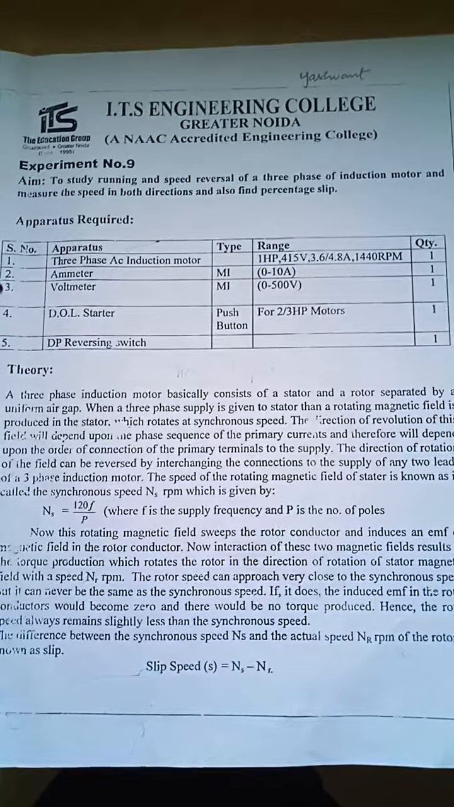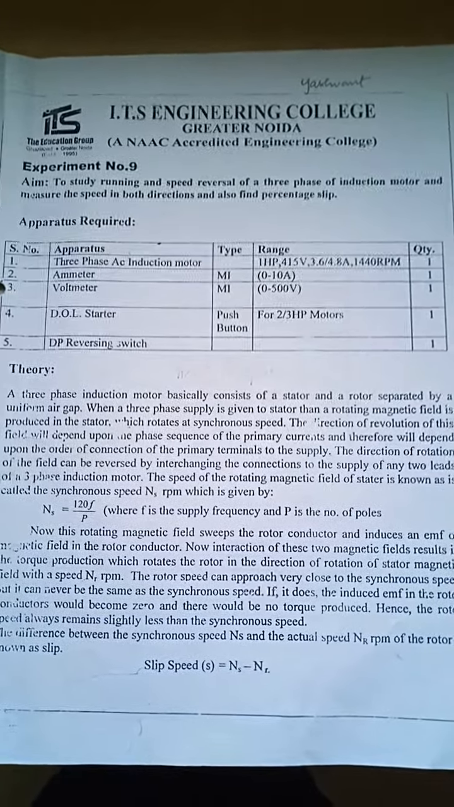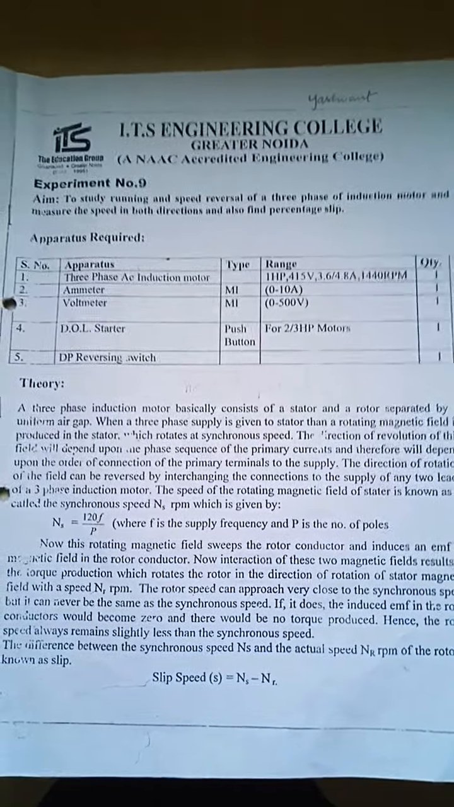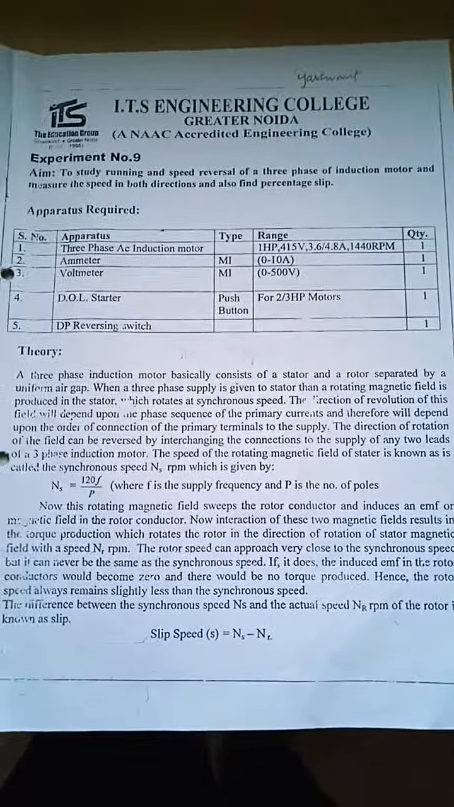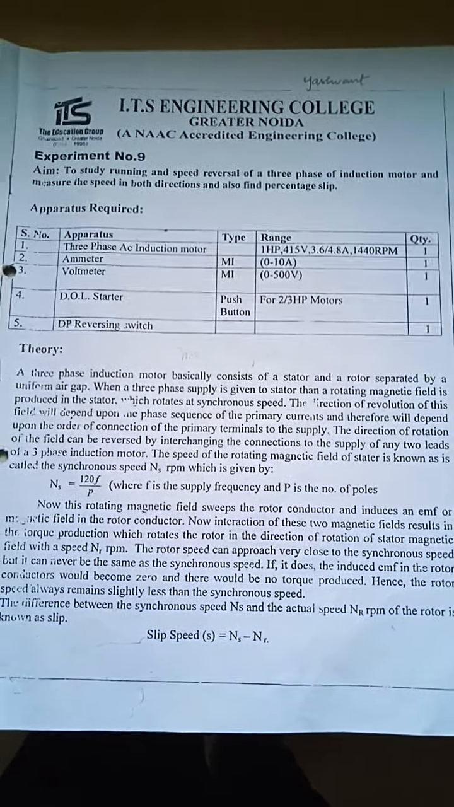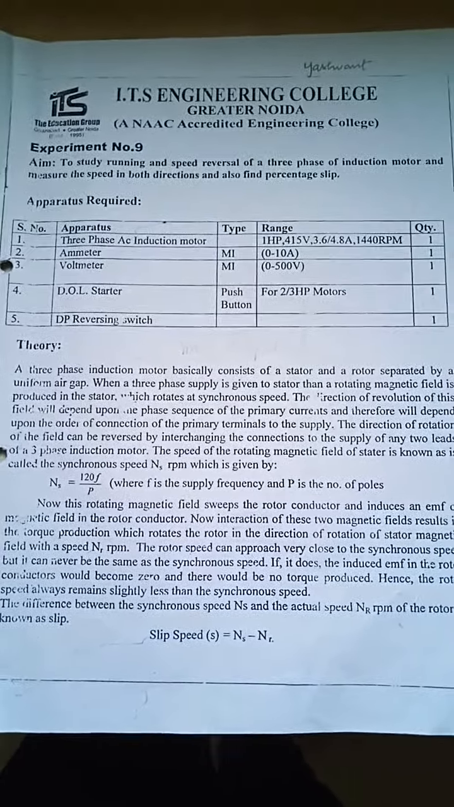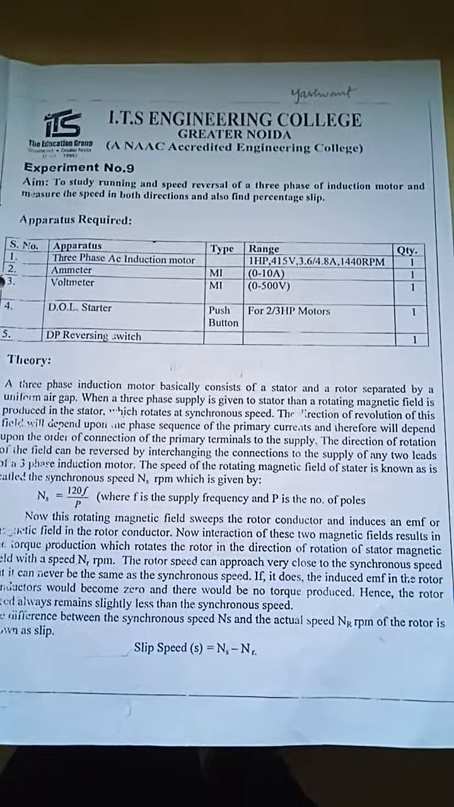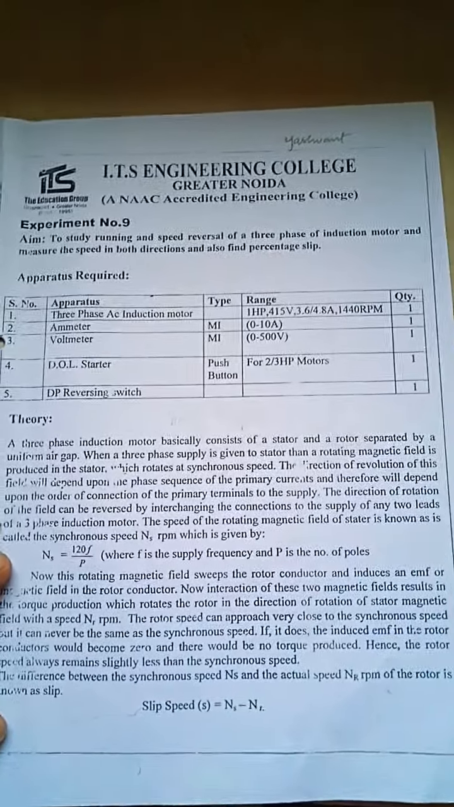So the aim of the experiment is to study the running and speed reversal of a three-phase induction motor, measure the speed in both the directions, and also find the percentage slip. Right. So this is the aim of the experiment. What we need for performing this experiment is definitely a three-phase induction motor. In our experiment, we are using a squirrel cage type of three-phase induction motor.